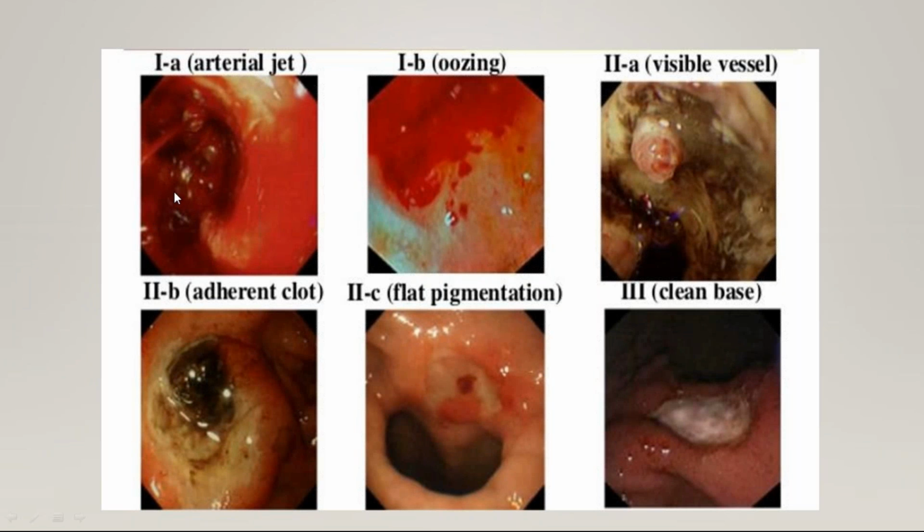So this is 1A, that means arterial jet. We can find the arterial jet here. This is 1B, only oozing is present. 2A means there is a visible vessel. This is a visible vessel.